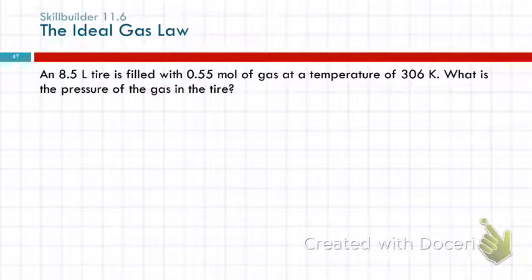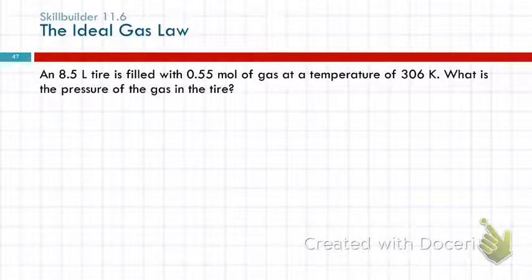Oh, here's another one. An 8.5 liter tire is filled with 0.55 moles of a gas at a temperature of 306 Kelvin. What's the pressure of the gas in the tire? So maybe we've done some problems now and we've got a better idea of what's going on, and we look at this and we think, nothing's changing here, right? We're not saying that it got colder or that we added stuff or anything. So this is probably just an ideal gas law problem.